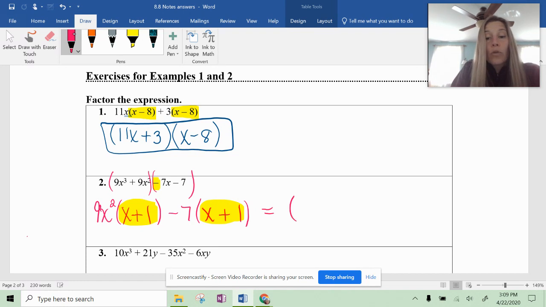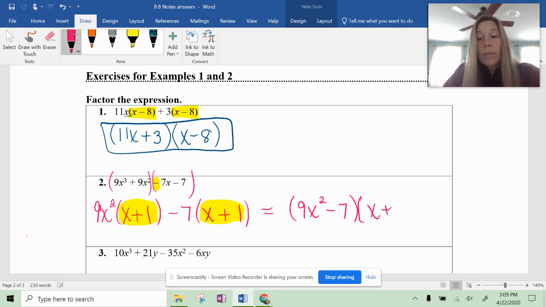So now we can group our two GCFs together, which is 9x squared minus 7. That will be one of our factors. And then that repeated binomial, x plus 1, will be written down once to make our second factor. Now x plus 1 is simplified as far as it can go because it's just a single x. 9x squared, we have to double check though because we do have that exponent.